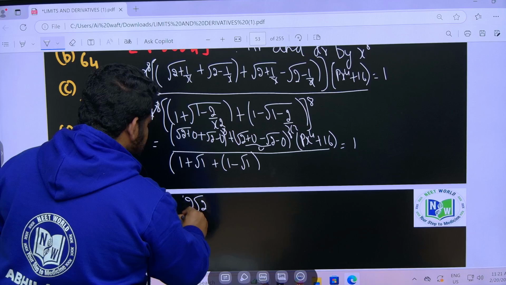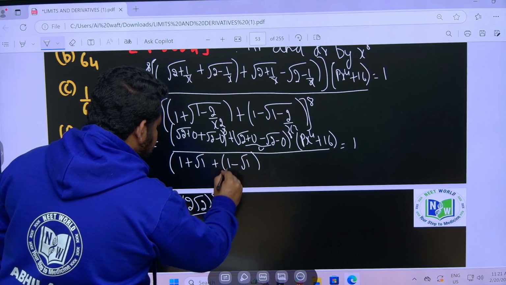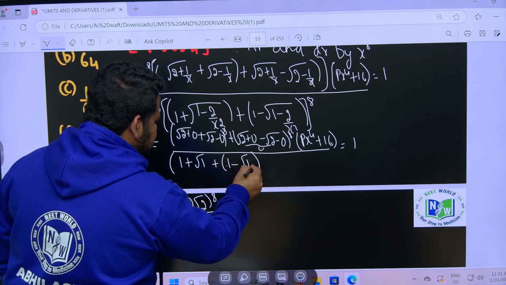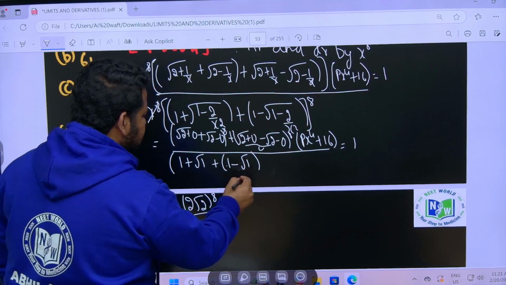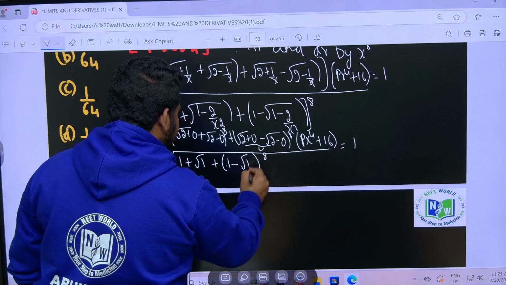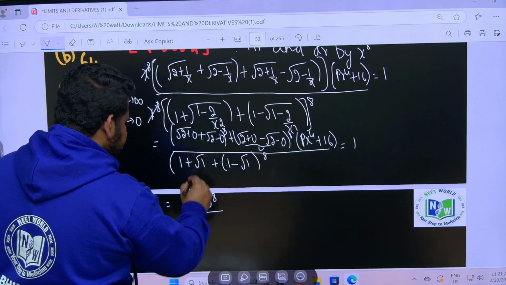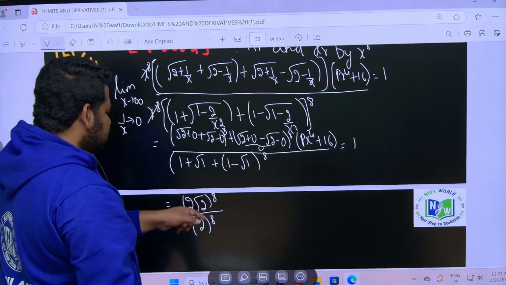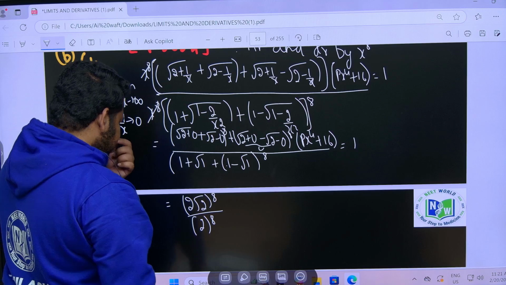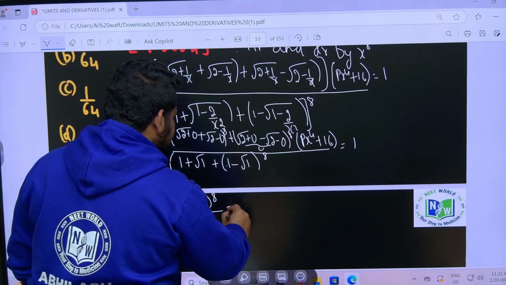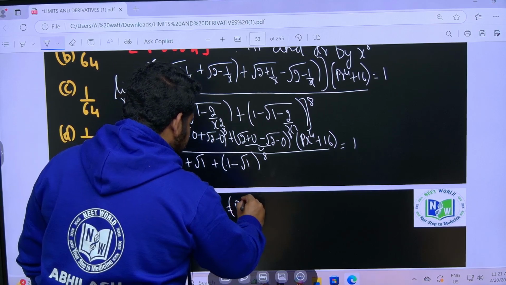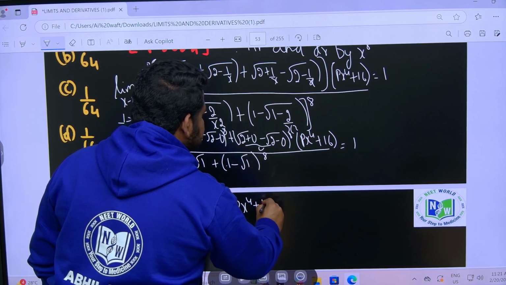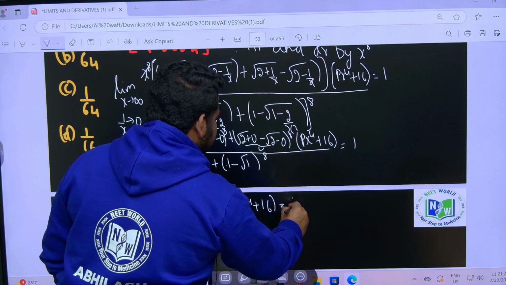So 2 root 2 to the power of 8 by 1 minus root 1. That is 1 minus root 1 is nothing but 1 minus 1, which will be 0. So this will be equal to the power of 8. So 1 plus 1 is 2, so 2 to the power of 8. 2 root 2 to the power of 8 into 2 to the power of 8, we will get it as, into p times x to the power of 4 plus 16 is equal to 1.